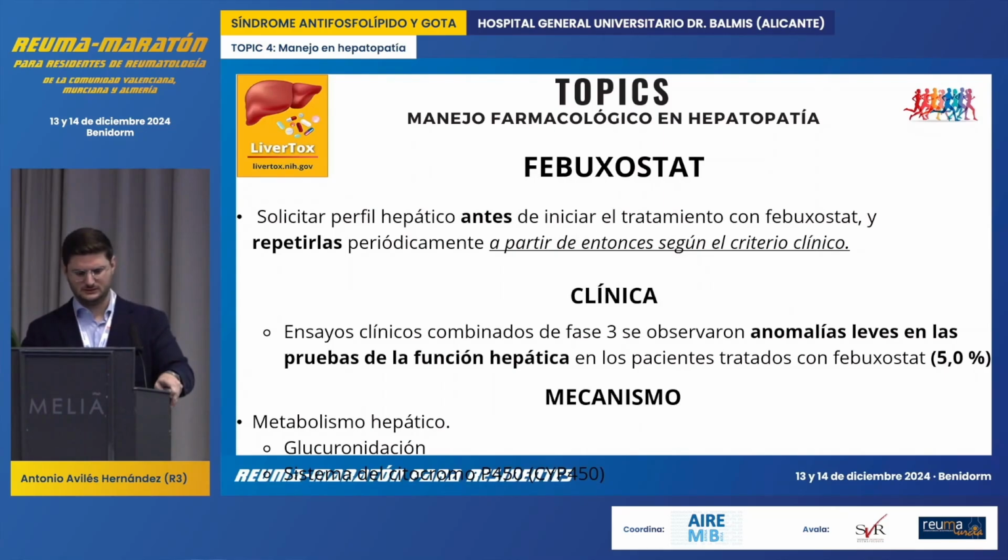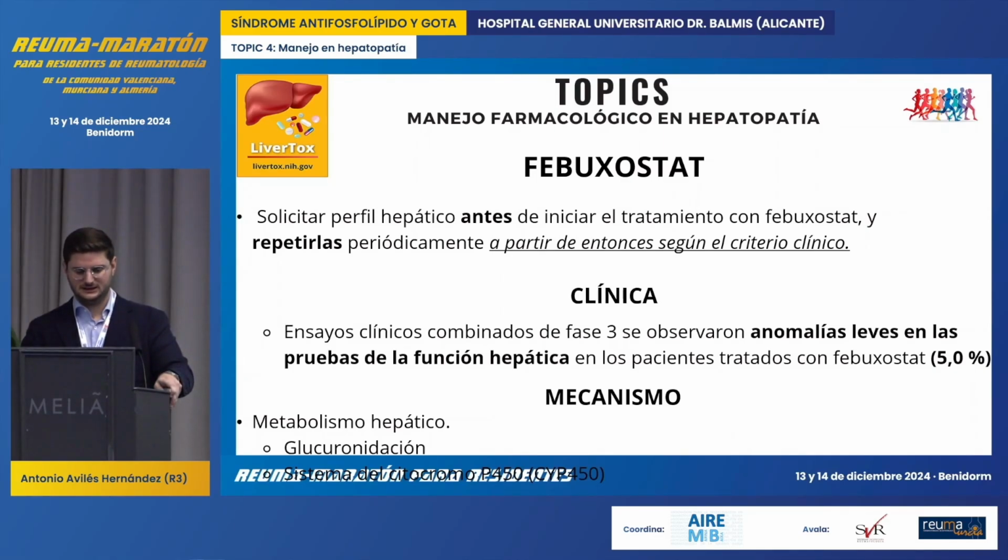Regarding febuxostat, liver function tests should be requested before starting treatment and repeated periodically, but from then on, they are only recommended based on clinical judgment. That repetition refers to liver enzyme monitoring.